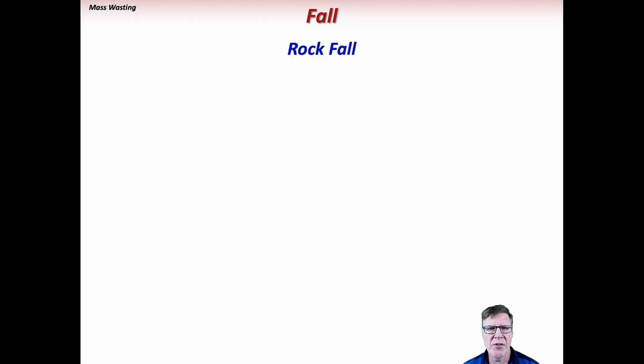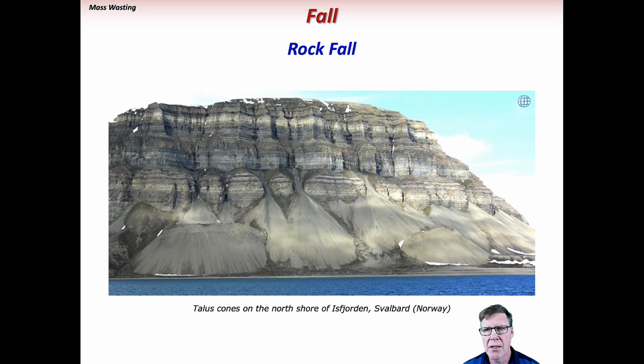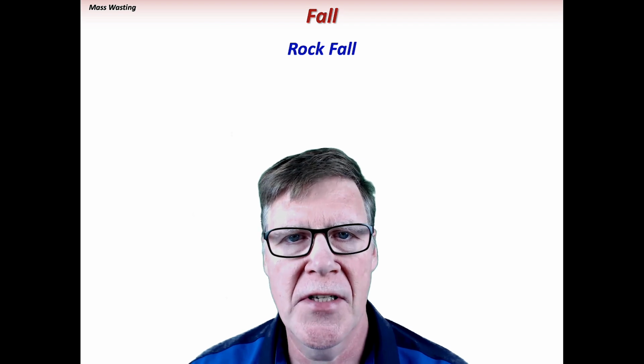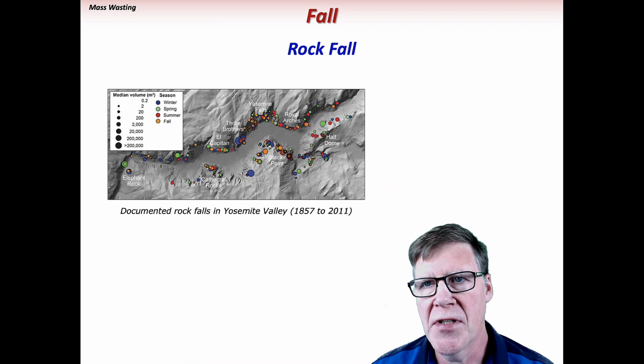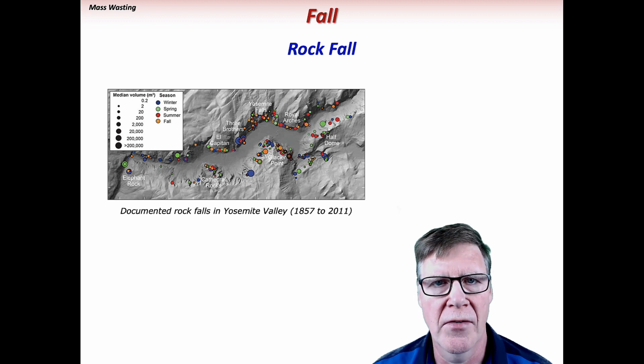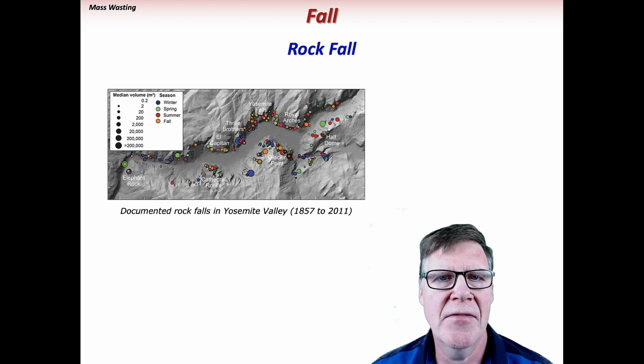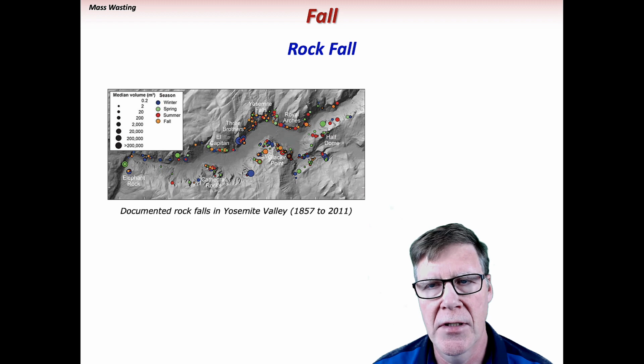Talus typically forms cone-shaped debris piles, like these exposed along the cliffs of Isfjorden on the Arctic island of Svalbard. As previously noted, Yosemite National Park sees significant rockfall activity. This figure shows the volume and timing of various rockfall events recorded between 1857 and 2011.